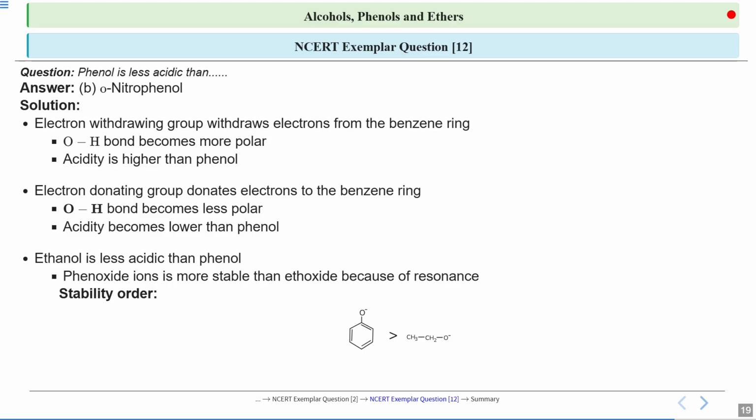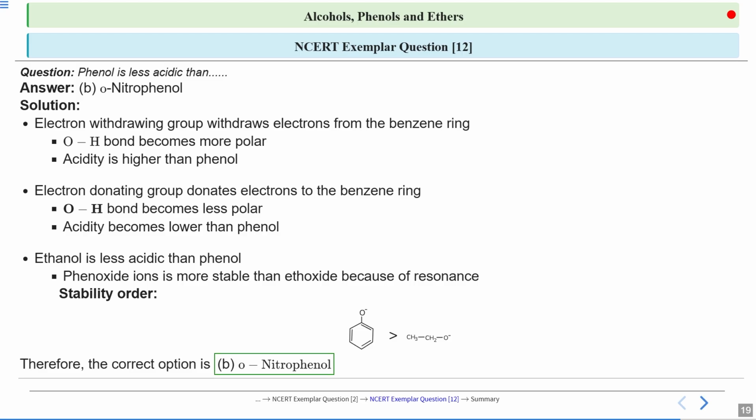phenol, because phenol will lose its H positive and become phenoxide ion, and it is also stable compared to ethoxide ion. On the other hand, ethoxide ion, when it loses its H positive, is not comparatively stable, right? And the resonance factor is stabilizing the phenoxide ion, so stability is more in the case of phenoxide. This is why ethanol is less acidic than phenol.